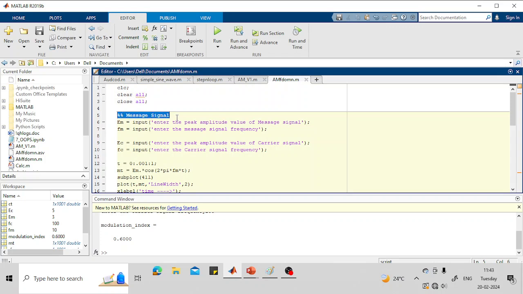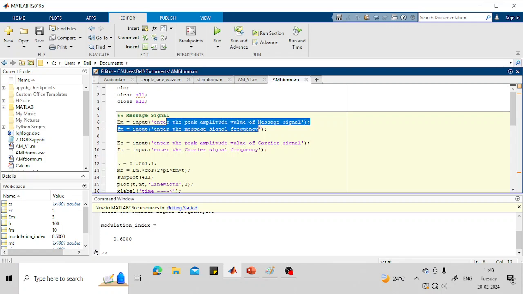The first step is to accept the message signal amplitude and frequency. You can observe here Em, message signal amplitude, and Fm, message signal frequency. By using the input command, we are accepting the message amplitude. Similarly, we will be taking the message signal frequency, and these two values are available in Em and Fm here.